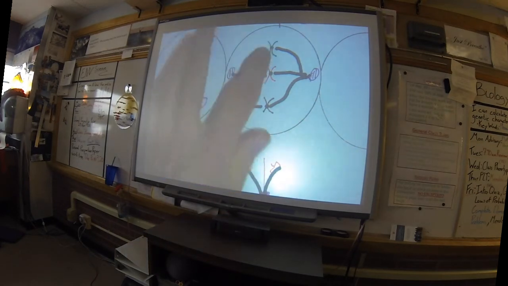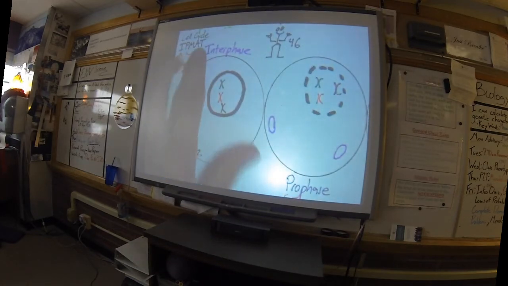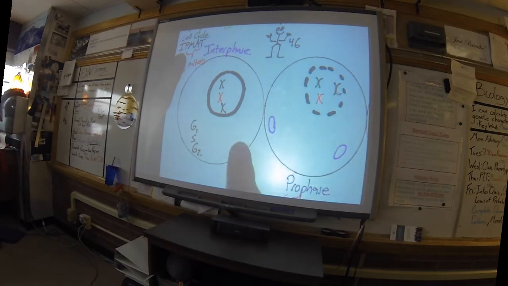Now, after metaphase, if you look at our IPMAT, I-P-M-A-T, we did interphase, prophase, pro means first, metaphase means middle, and then we get to our next phase, which is anaphase.